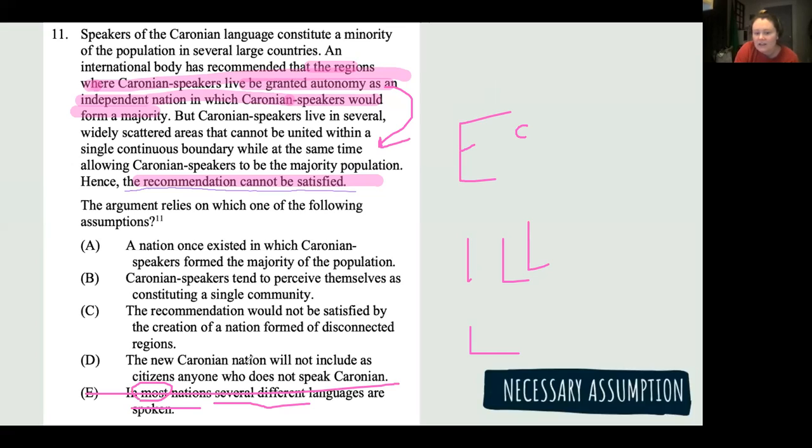D, the new Curonian nation will not include as citizens anyone who does not speak Curonian. D, I thought was a little bit tempting, but we're trying to make Curonian the majority. That doesn't mean that there can't be an English speaker in Michigan, right? So it's not D. All right, let's skip over C and B. A, a nation once existed in which Curonian speakers. Do we care about what once existed? What if this had never happened before? Does that mean that the recommendation cannot be satisfied? Nope.